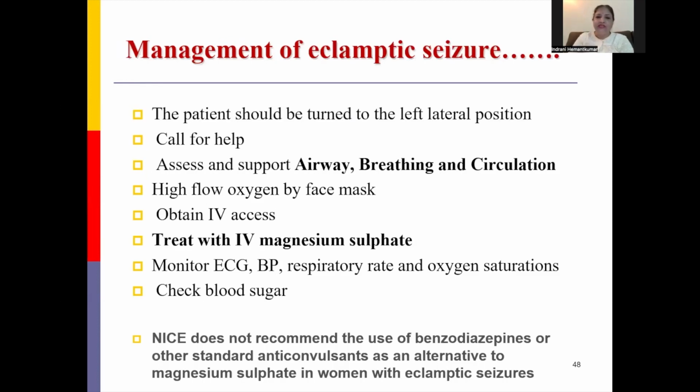And what will you do at this point of time? Quickly shift the patient to a left lateral position, call for help, do your ABC, airway, breathing, circulation, have a high flow oxygen facial mask, obtain an IV access, and give magnesium sulfate. Friends, don't forget, here it is not propofol, midazolam. You have to give IV magnesium sulfate. Monitor ECG, BP, respiratory rate, oxygen saturation. Check the blood sugar.